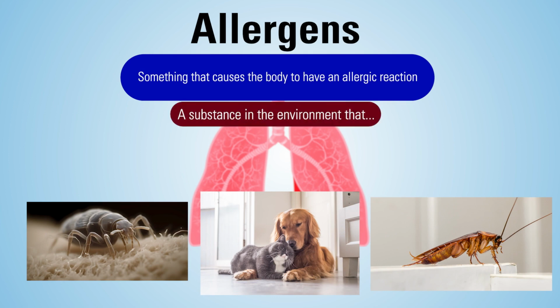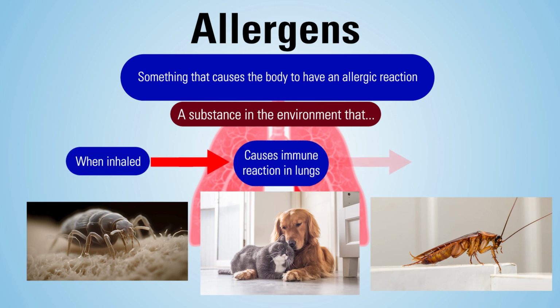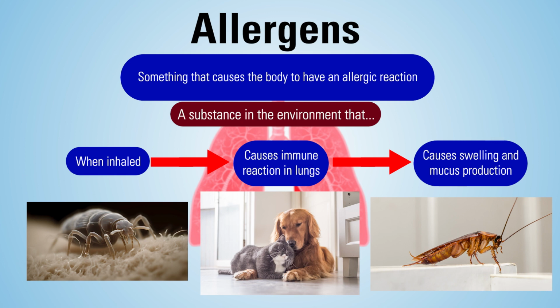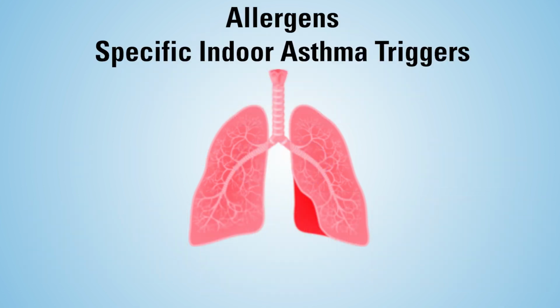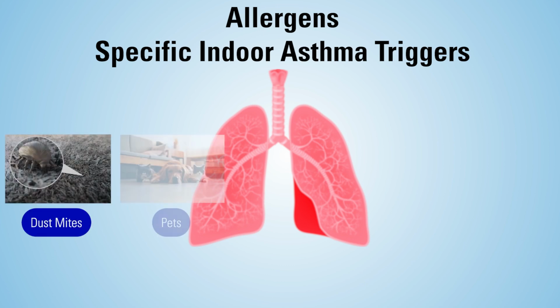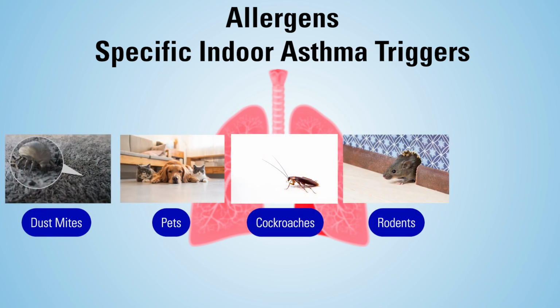Allergens are a substance in the environment that, when inhaled, can cause an immune reaction in the lungs, which causes swelling and mucus production. Although different people are allergic to different things, some allergens are more common than others. We'll review information about some of the most common allergens that are asthma triggers. Specific indoor allergic asthma triggers include dust mites, pets, cockroaches, rodents, and mold.